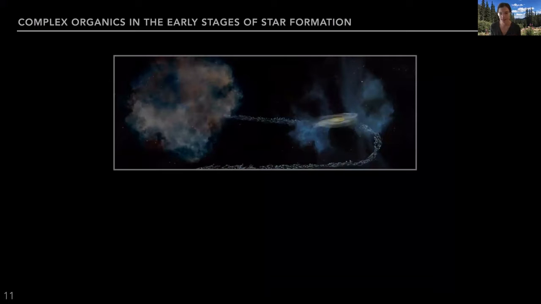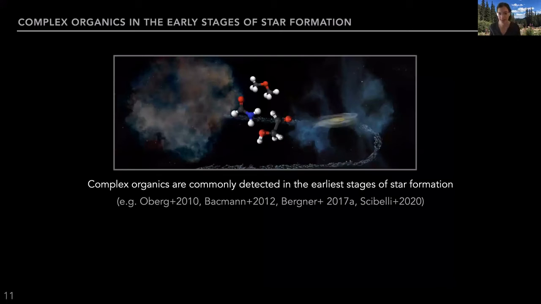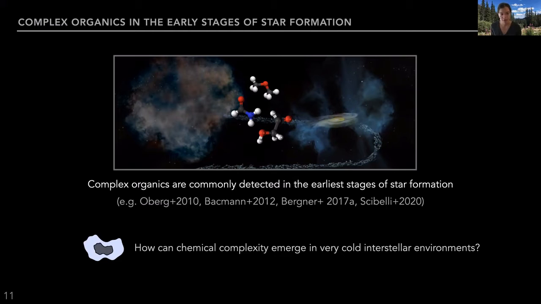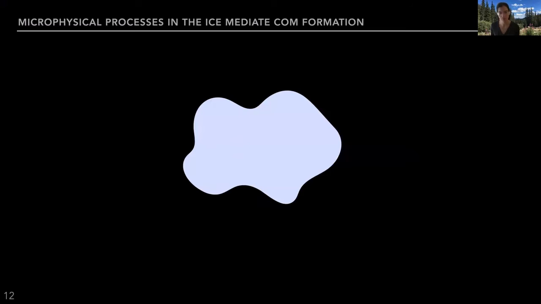Now, a kind of surprising development in recent years is that complex molecules are actually being routinely detected in the earliest stages of star formation. And it's not actually obvious how you can build up chemical complexity in the very cold and energy poor environments like molecular clouds and protostellar envelopes. So I've been really interested in addressing this question: how can we explain the production of chemical complexity in cold interstellar regions?